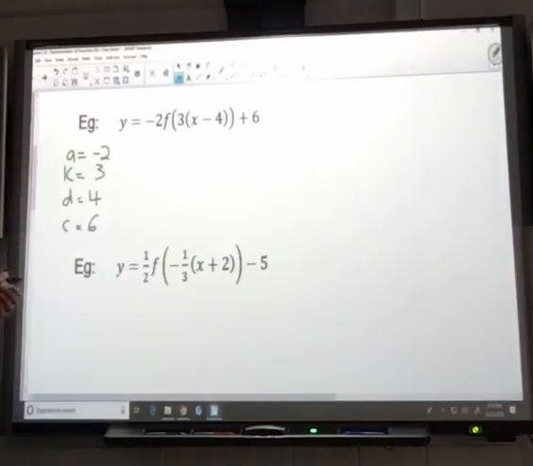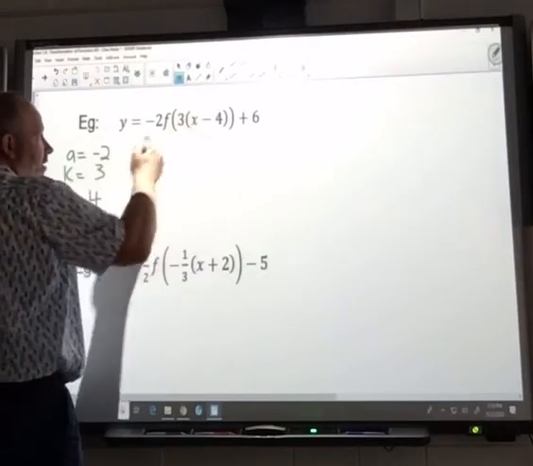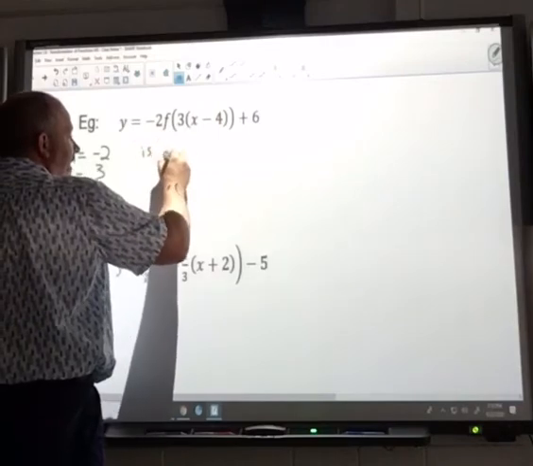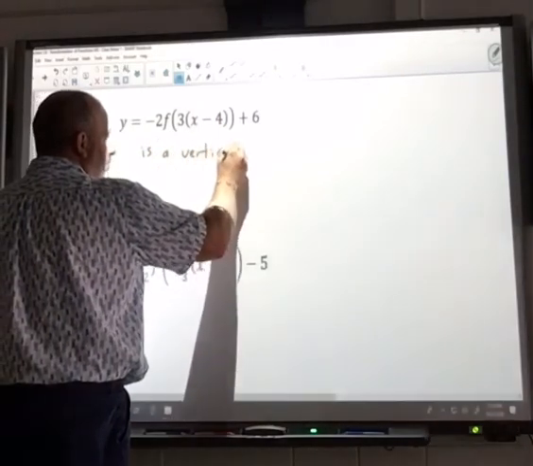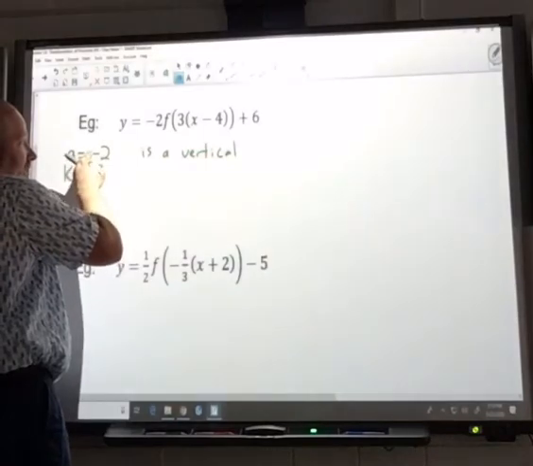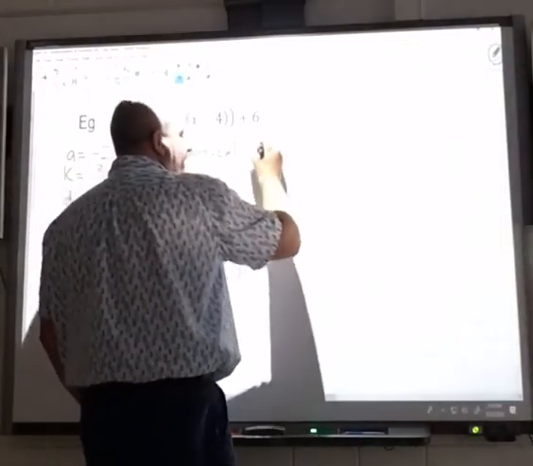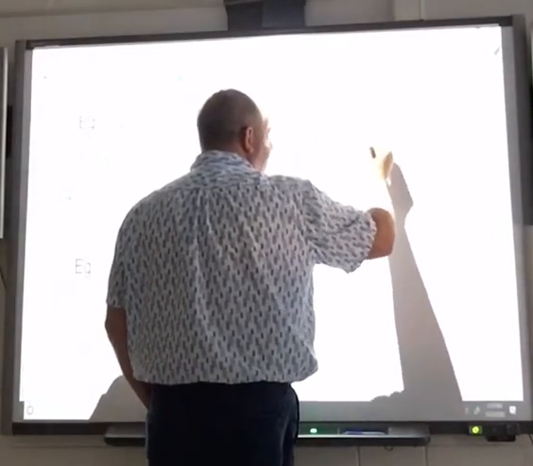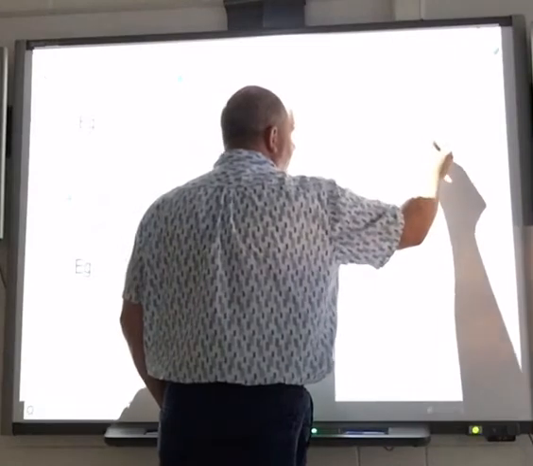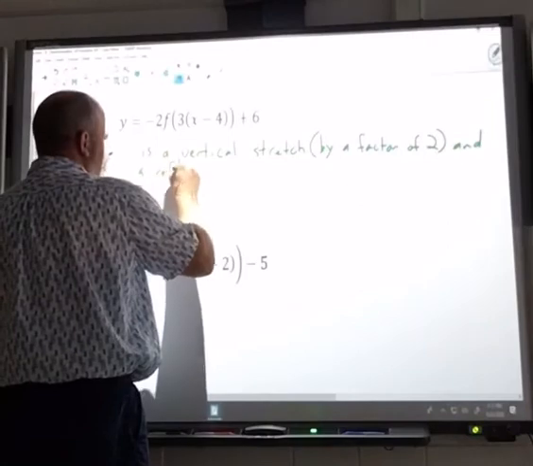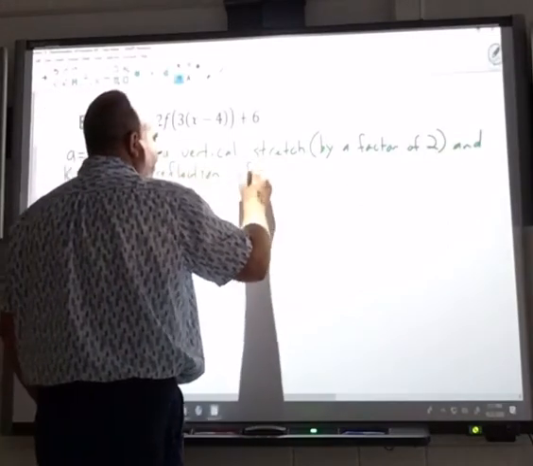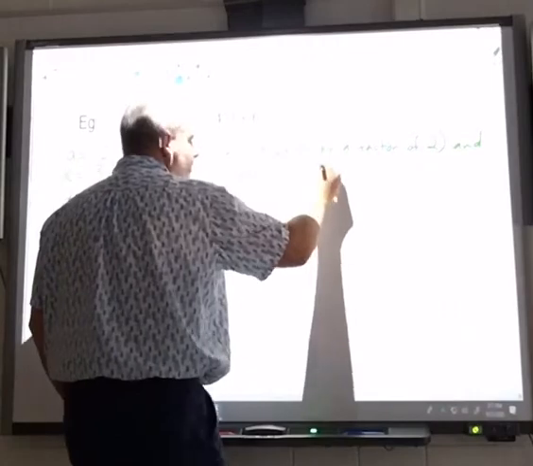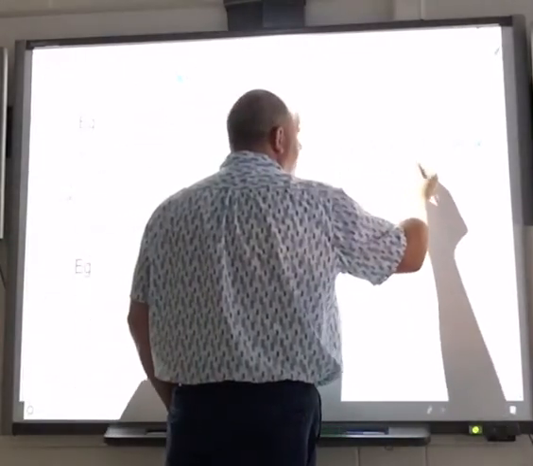So now from this, we have to write some descriptors. What are each of them going to do? This function is a vertical reflection because it's negative, and a stretch by a factor of 2. So a stretch by a factor of 2, and a reflection of y equals f(x) in the x-axis.